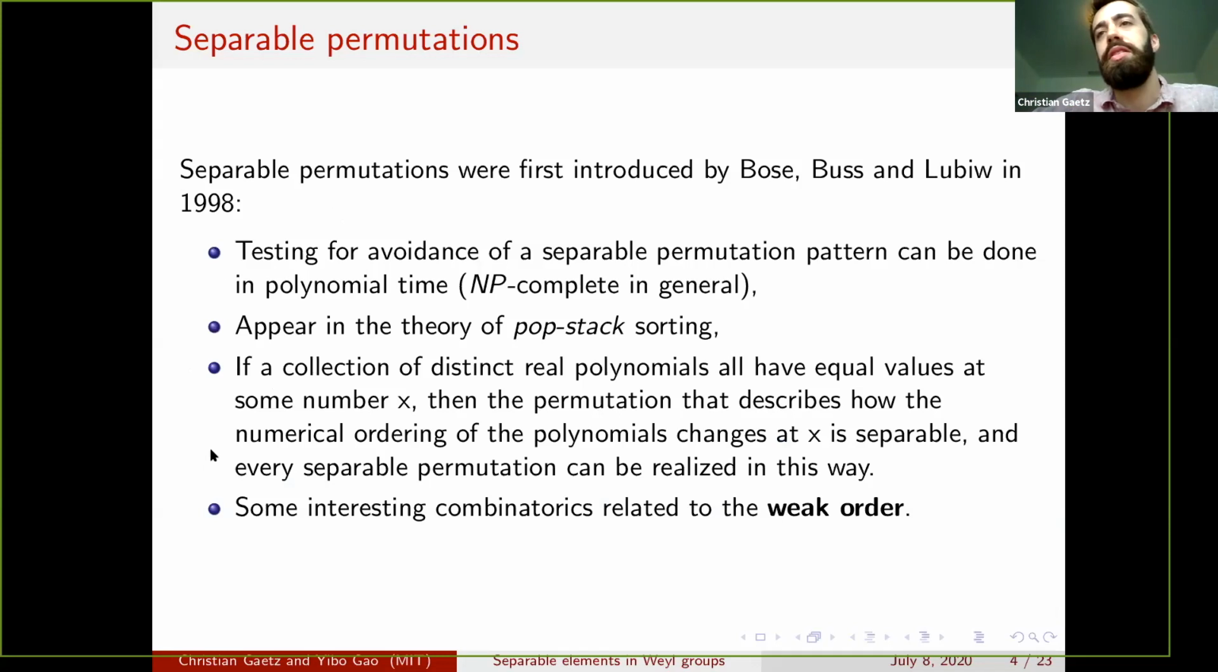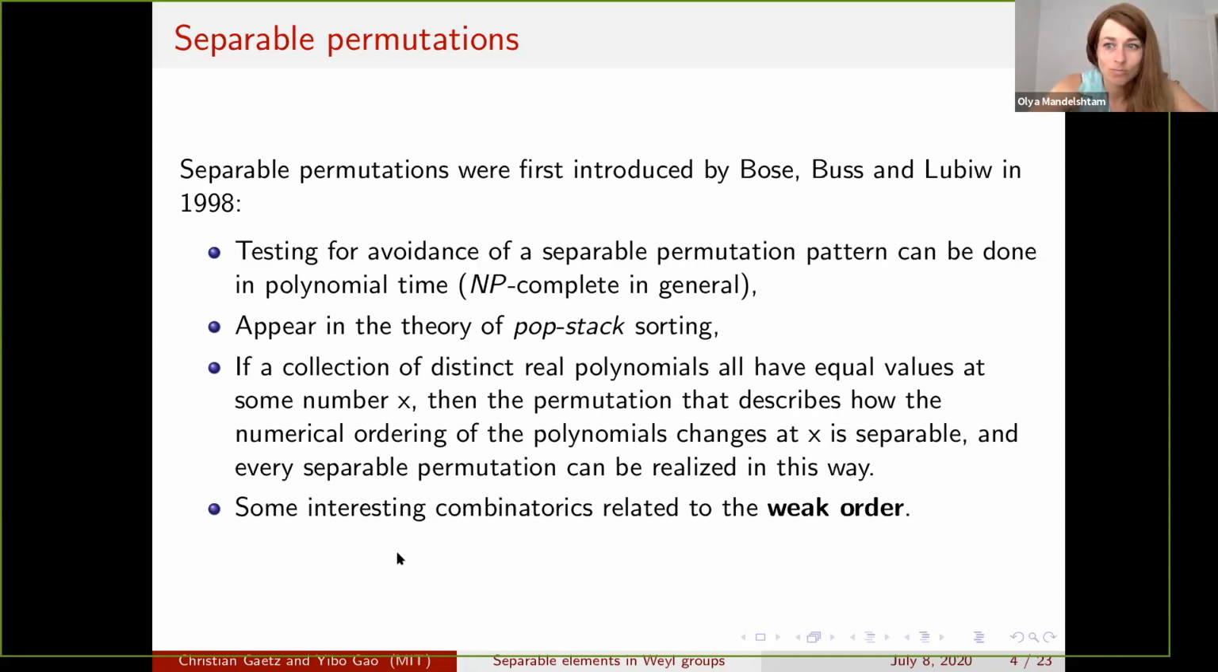I really like this one, although it's not at all related to the talk, which is that if I have a collection of polynomials and they all intersect at some point, then the permutations that can appear, describing how the order of the polynomials changes at that intersection point, are exactly the separable ones.